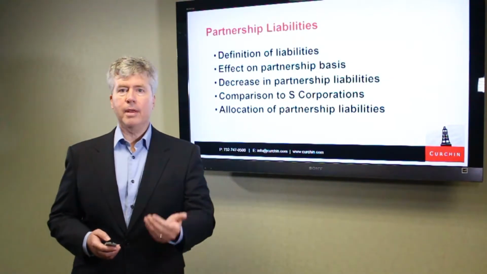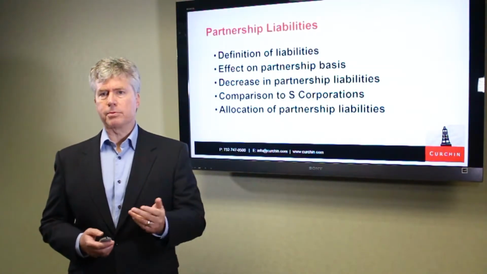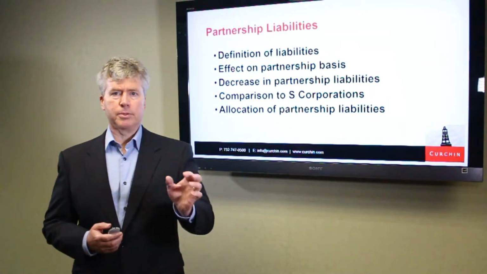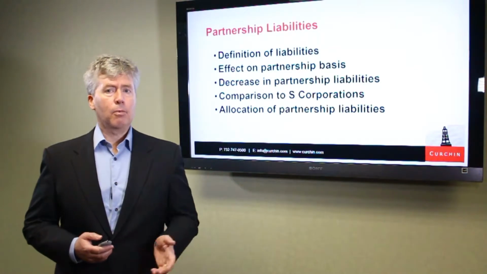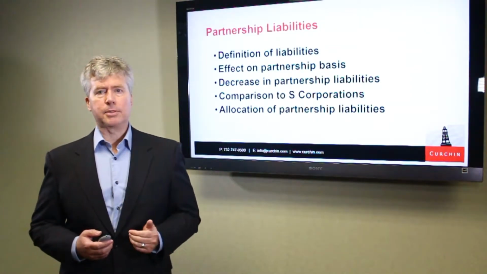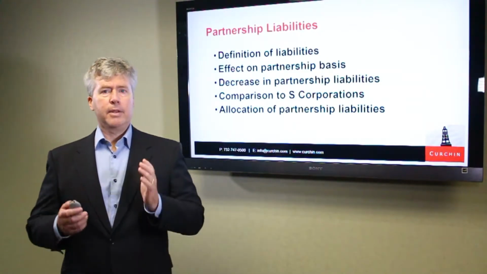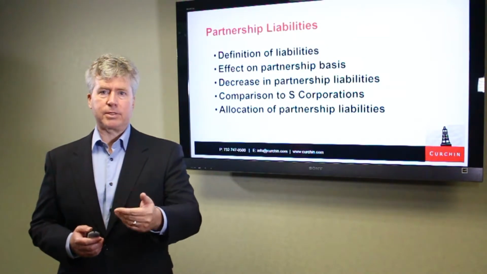Let's talk about partnership liabilities. If a partnership goes out and borrows money from a bank, let's say, and allocates those liabilities on the K-1 to the partner, the partner gets an increase in basis, as I said. What's different in an S corporation context: the S corporation goes out and borrows money from a bank. The shareholder in the S corporation does not get a basis increase for the debts of the entity.